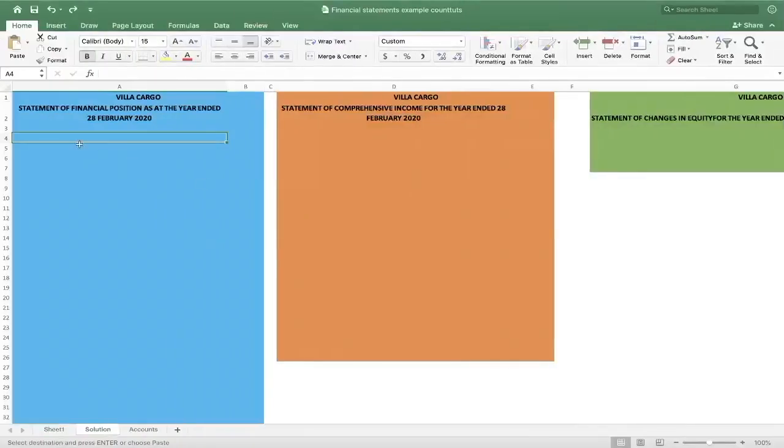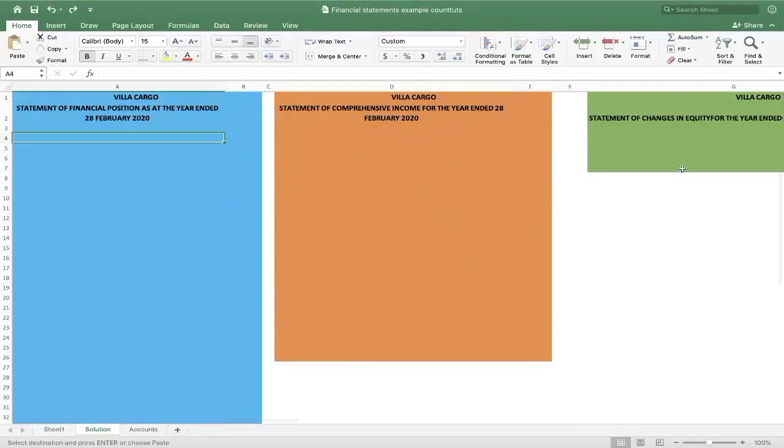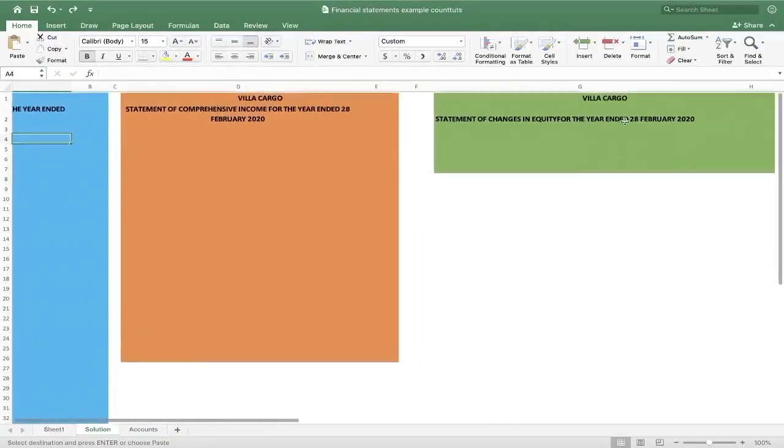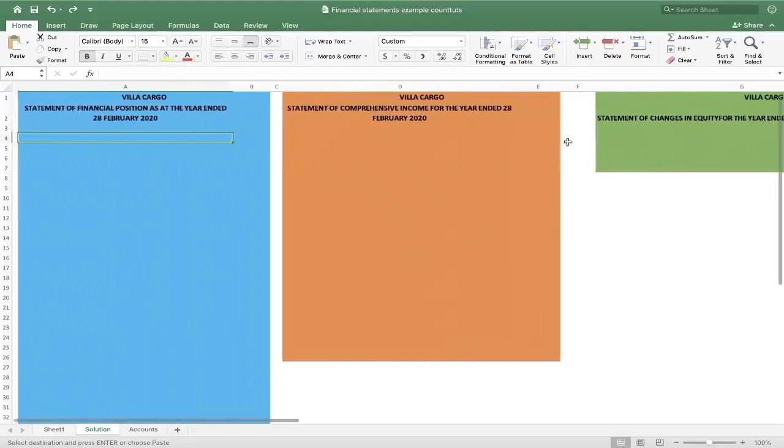Okay, so here's the document that we're going to use. Here on our far left, we have the balance sheet or the statement of financial position in blue. And here in the middle, we have the statement of comprehensive income or the income statement in orange. And in green, we have the statement of changes in equity. And that is how we're going to complete them.